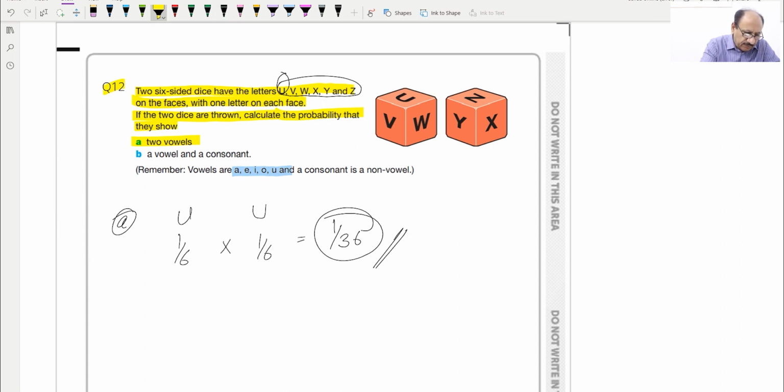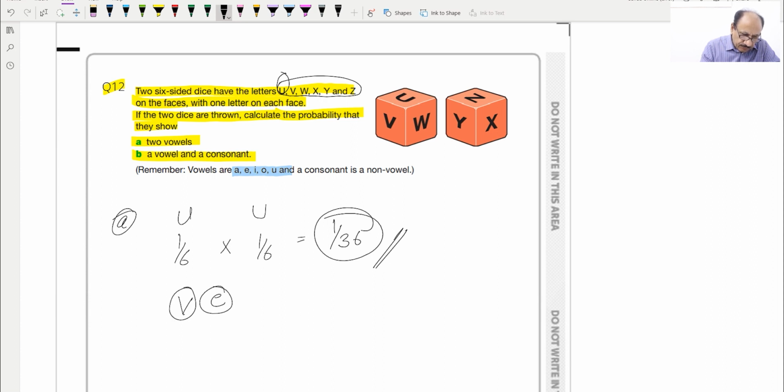And B part says a vowel and a consonant. So there are two options. One is vowel, so for vowel I'm writing V, and for consonant it will be C.